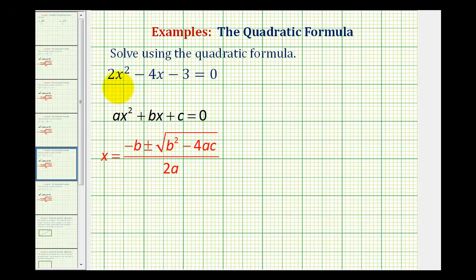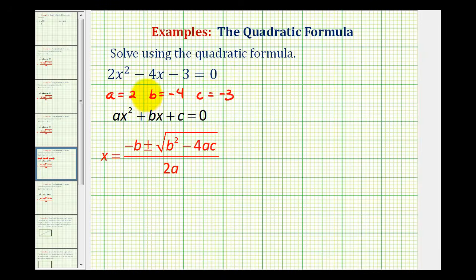We want to solve the quadratic equation 2x squared minus 4x minus 3 equals 0 using the quadratic formula provided here in red, where a is the coefficient of the x squared term, b is the coefficient of the x term, and c is the constant. So looking at our equation, we need to recognize that a is equal to 2, b is going to be equal to negative 4 due to the subtraction, and c is going to be equal to negative 3.